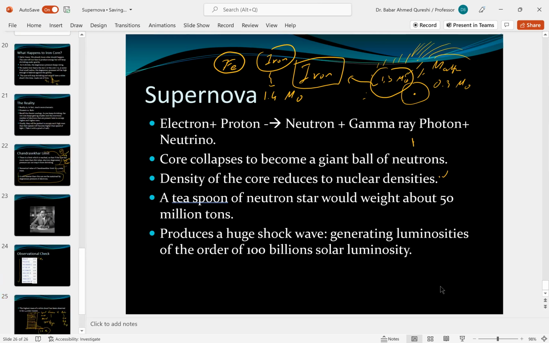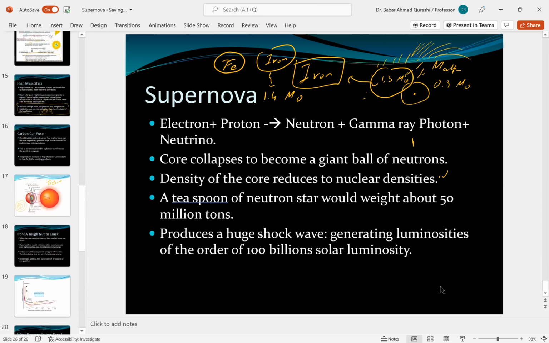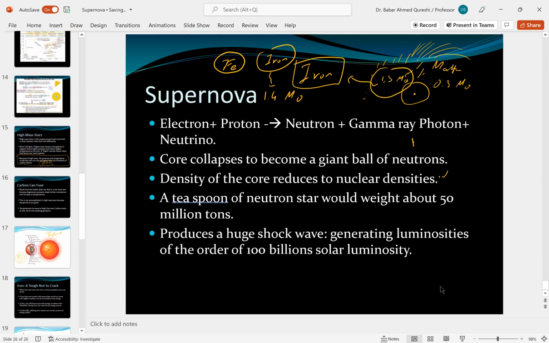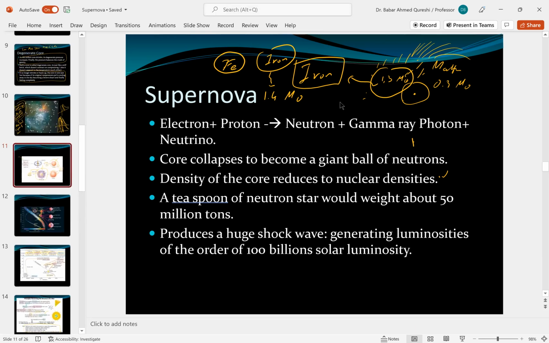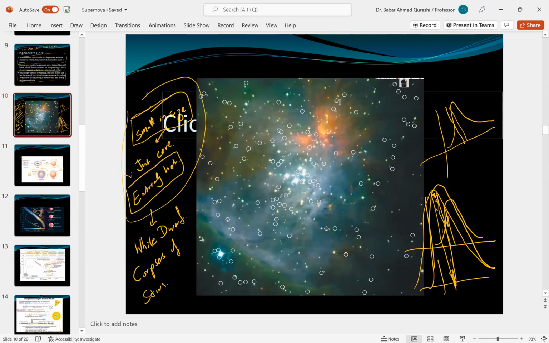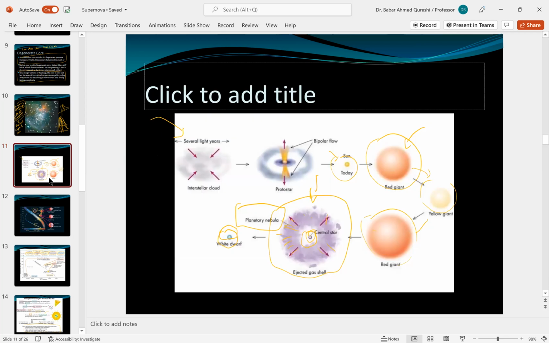By the way, I forgot to mention in case of these white dwarfs, because the white dwarf which is finally revealed, which is just the carbon core, but this carbon is so much crushed that it's extremely dense. A tablespoon of this would weigh many tons. It's so dense.